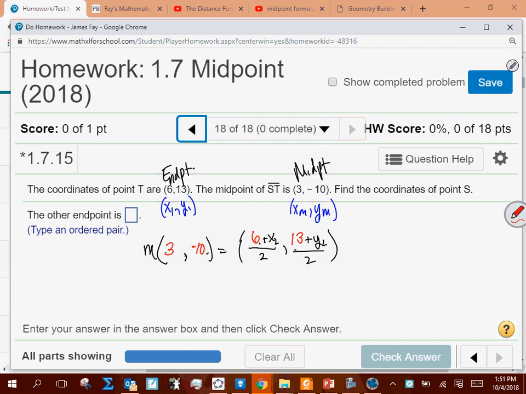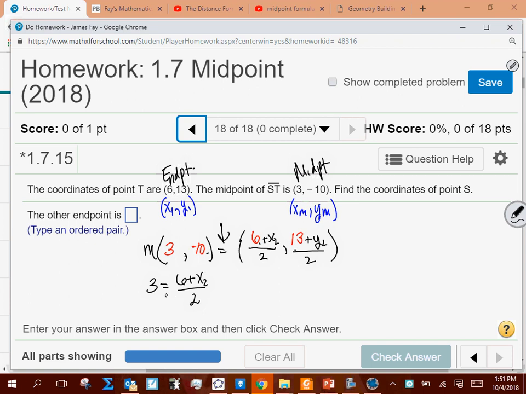And now I'm going to use that relationship that I said. If these ordered pairs are equal, which is what this relationship here is saying, they got to be equal. Then that means the 3, the x-coordinate over here, has to be equal to the x-coordinate over here. So 3 has to equal 6 plus x sub 2 over 2. There, can we solve for x sub 2? I said x squared. It should be x sub 2.